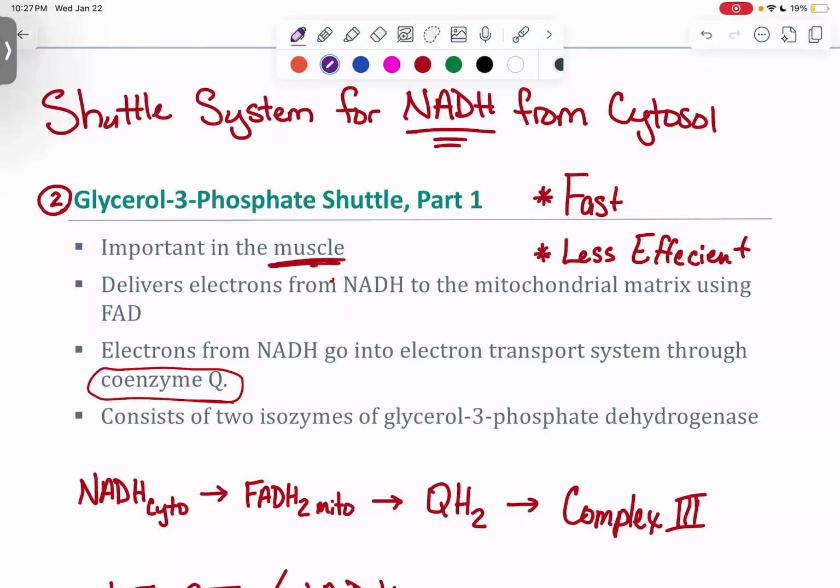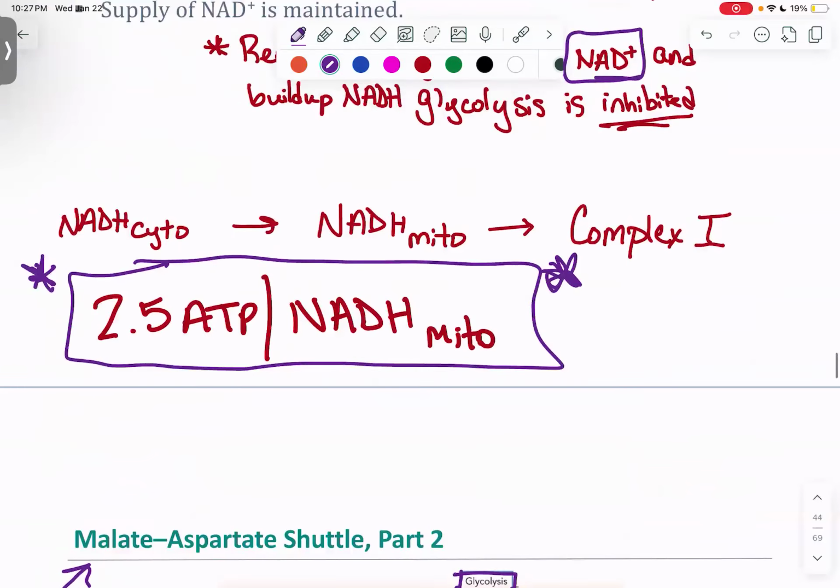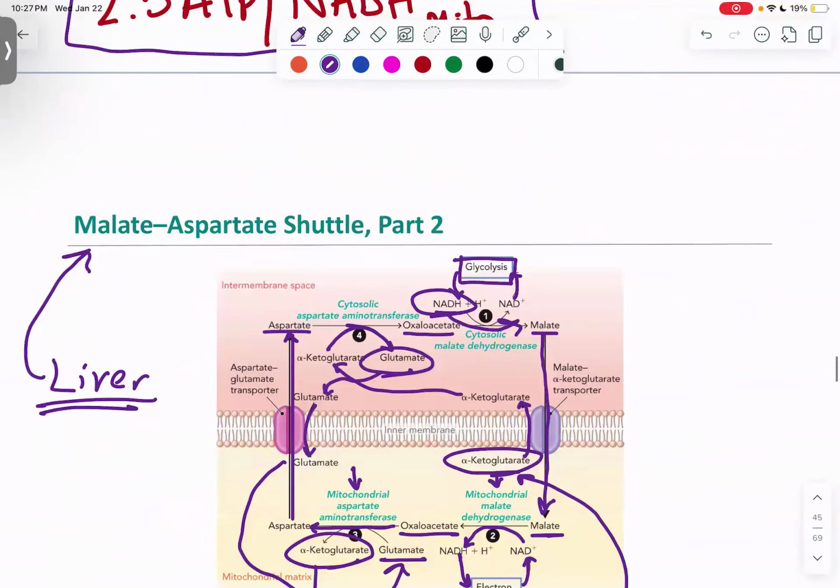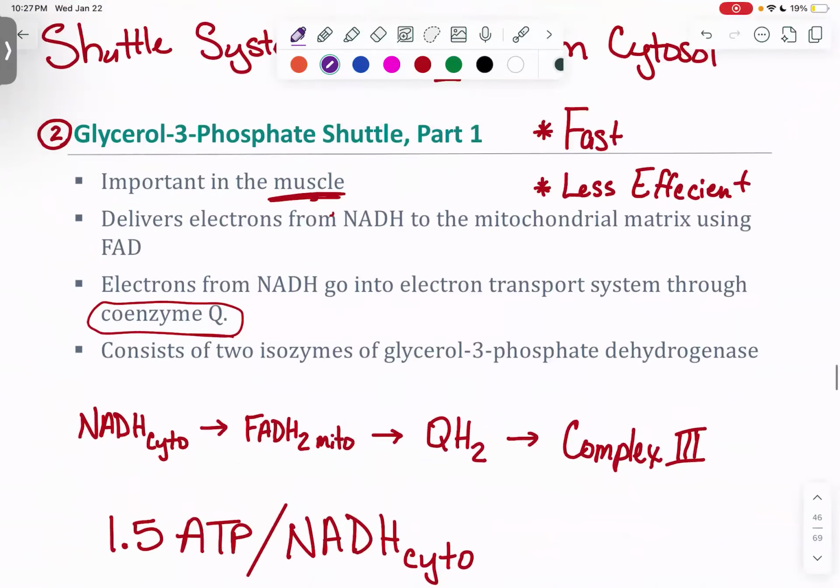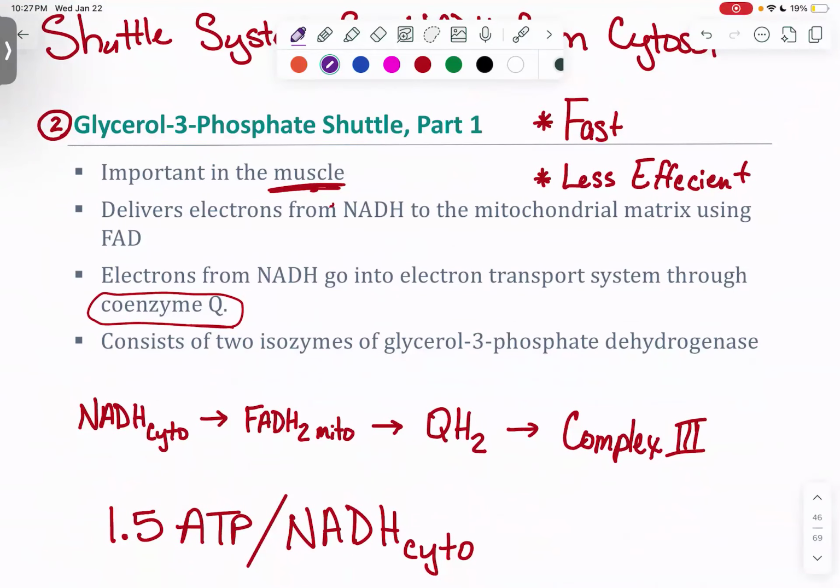So I'm not going to get as much ATP per molecule of NADH anymore. Whereas up here, I'm getting 2.5 ATP per NADH, if we come down in the muscle, I'm now only going to get 1.5 ATP per NADH. And I'm going to tell you why that is in just a second. It's very similar, where we're going to deliver those electrons from the NADH that's in the cytosol to our mitochondrial matrix. But we're going to use a different intermediate, and that intermediate is FAD.